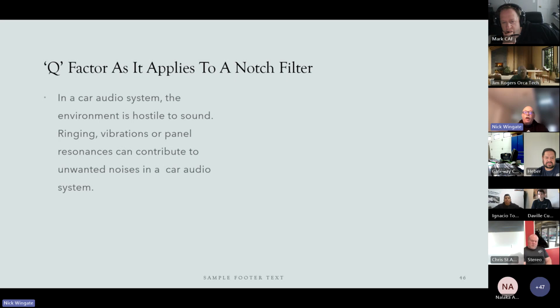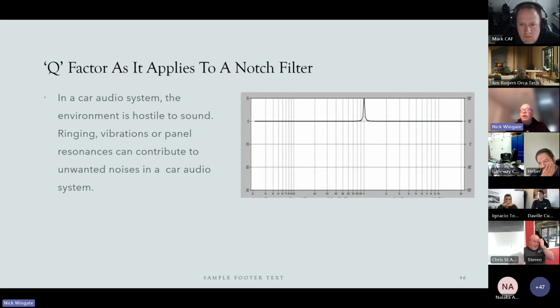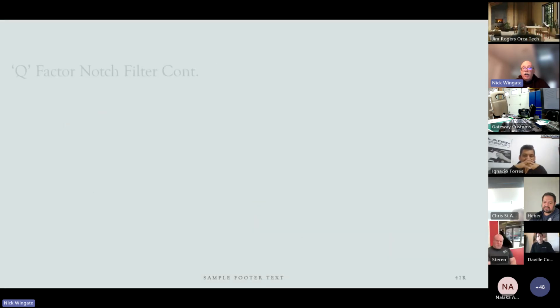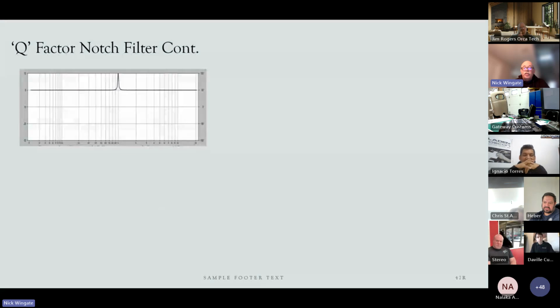In the car audio environment, it's a horrible place to try and make things sound good. You've got things that ring, vibrations, resonances. There's a lot of unwanted noises in car audio. Now, for instance, and this is a picture in my particular vehicle, there's a 1,000 hertz resonance, and I mean it is on the nose in my vehicle. It's a 1,000 hertz resonance in the dash. That's what it is. So, how did I get rid of it? So, this is how this was done.